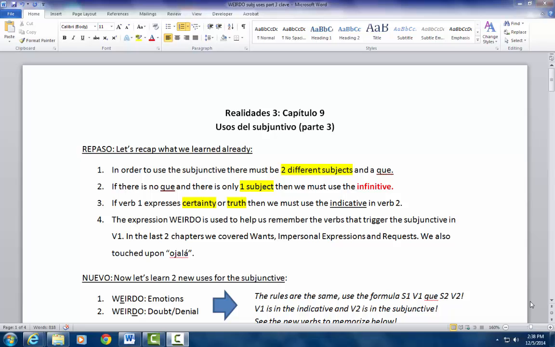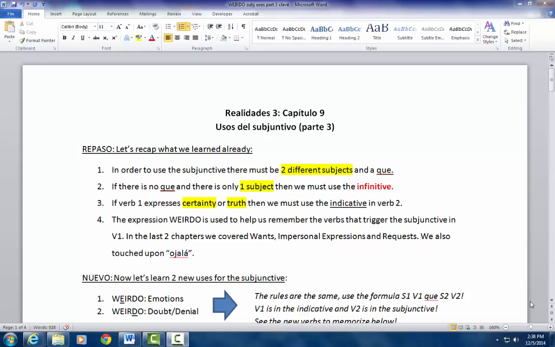Number one. In order to use the subjunctive, there must be two different subjects and a K. Number two. If there is no K in the sentence, or there's only one subject, then we must use the infinitive. I think there's a typo in your note packet, so please make sure that it reads the infinitive. Three. If a verb expresses certainty or truth in verb 1, then we must use the indicative in verb 2. Indicative is regular old present tense.